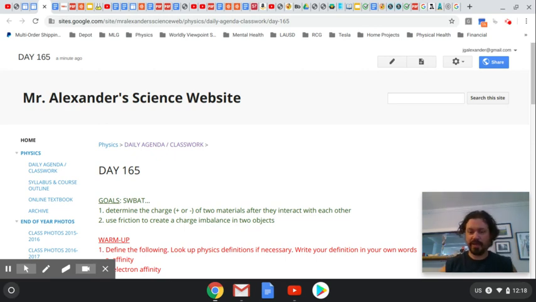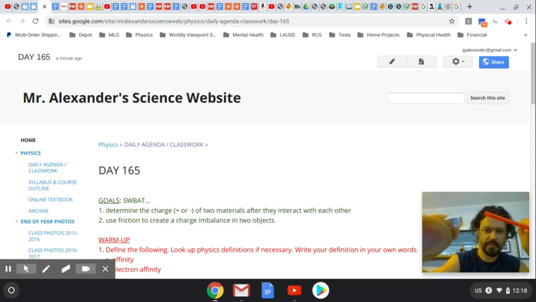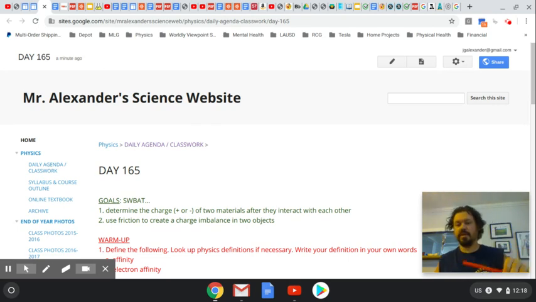Okay, so I've got a cool demonstration to start things off for today as we look at how we can use friction to create a charge imbalance in two objects. Basically, this is how we can make static electricity, or how we can see it in action. So I've got a plastic straw, some pieces of aluminum foil, and a little bit of the paper wrapper that came from this straw. And I have a shirt made out of cotton.